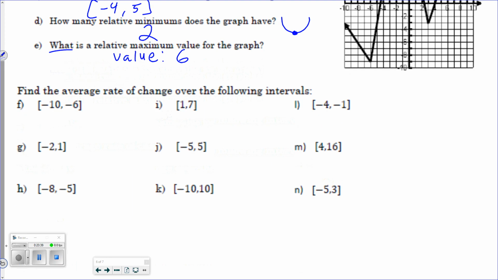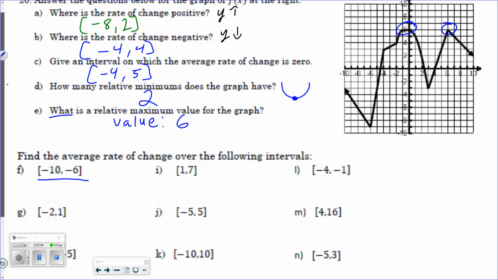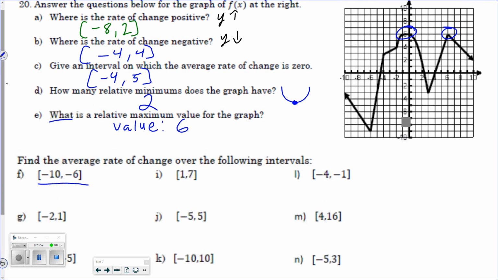I'm not going to do all of these down here, the average rate of change on the intervals. I'm going to show you a few, or just one really. All you need to do is just find the slope from one point to the other. -10 to -6, that was a little too easy. Let's do 1 to 7. So 1's right here, 7's right here. I want to figure out what's the average rate from 1 to 7. I don't care that it goes down and back up in the middle. That doesn't matter. All that matters is that I started at 5 and I actually ended at 5 too. It's 0.